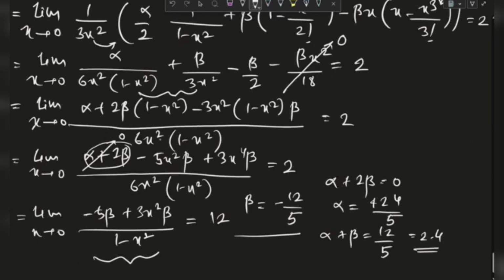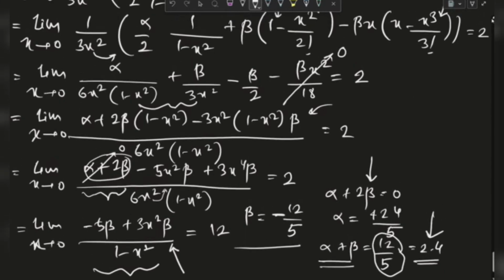So after manipulating this, we took the LCM, and after manipulation, here we are getting this alpha plus 2 beta term, which was already 0, so I put it to 0, and here I divided this x square above, so it came out to be minus 5 beta plus 3x squared beta by 1 minus x square. Now if you substitute x tends to 0 here, you will get beta equals minus 12 by 5, and now we have the second equation, where if we put the value of beta, we'll get alpha to be plus 24 by 5. So what we are required is alpha plus beta, which will come out to be 12 by 5 or 2.4, which is the answer to this question.